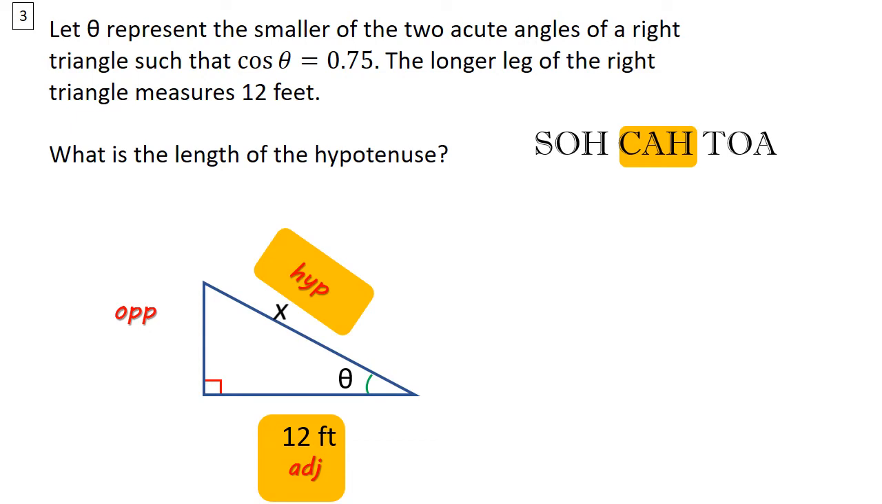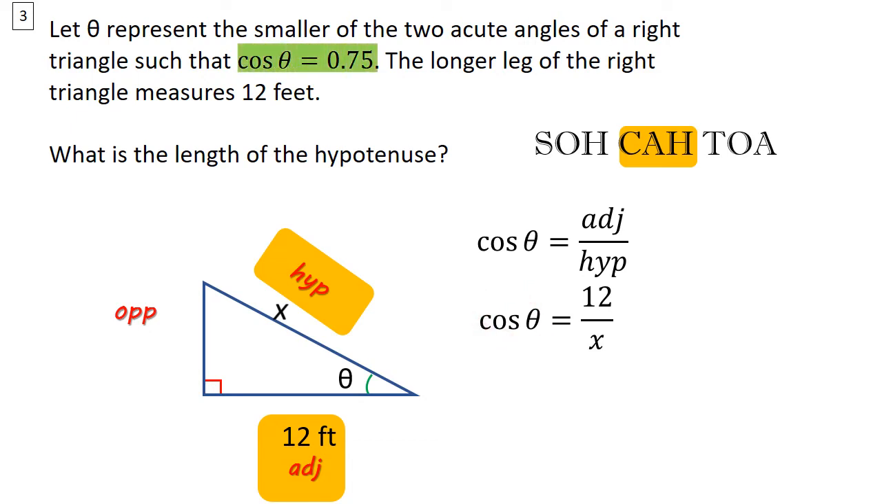So if we know we're working with a cosine problem, we should set up that fraction. CAH means cosine of theta is adjacent over hypotenuse. So plug in what we know. We don't know theta. We do know the adjacent. We know the hypotenuse is x. But the other thing we know is what that cosine is equal to. So we don't actually have to plug in an angle. We're just going to go ahead and say cosine of theta is 0.75. So we replace the cosine theta with 0.75. So now that equals 12 over x.